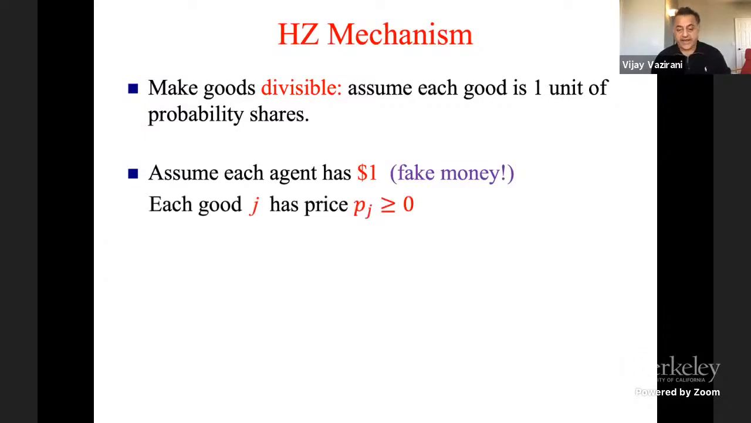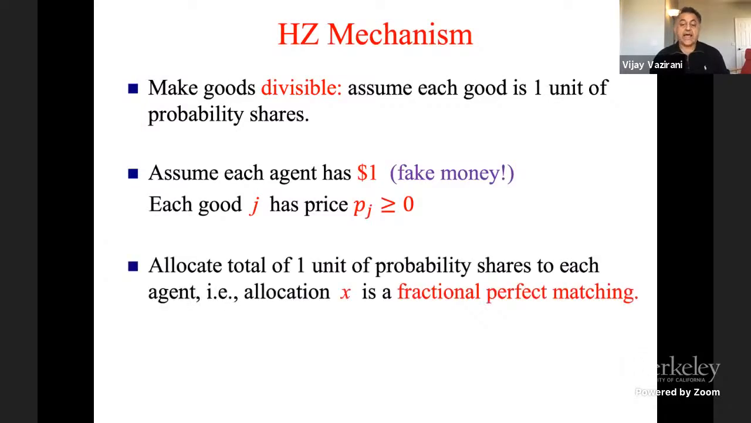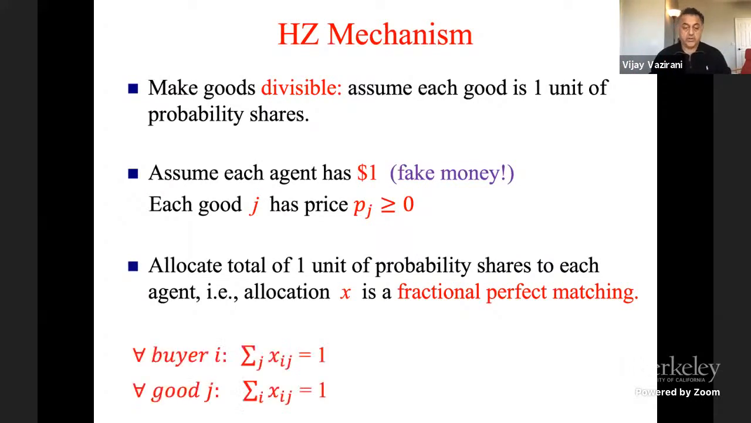And each good j has a non-negative price. Okay. And the allocation now will be 1 unit of probability shares to each agent, so that the entire allocation is a fractional perfect matching, because at each buyer the Xij's add up to exactly 1, and at each good also the Xij's add up to exactly 1. And these are fractions, these are probability shares.